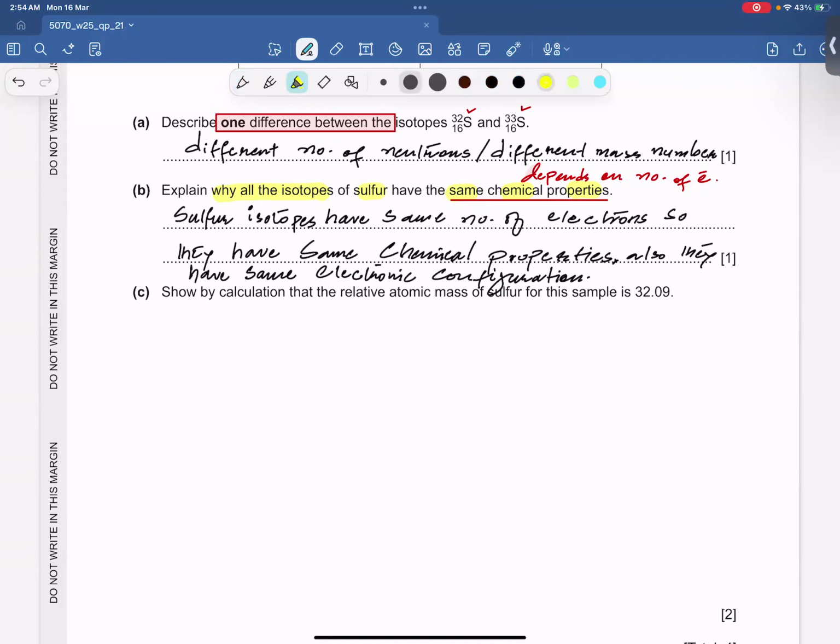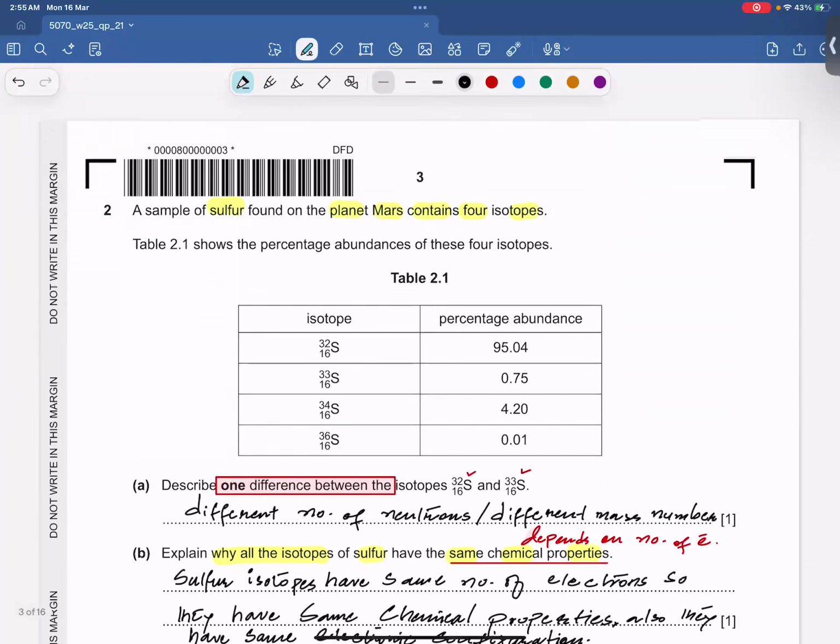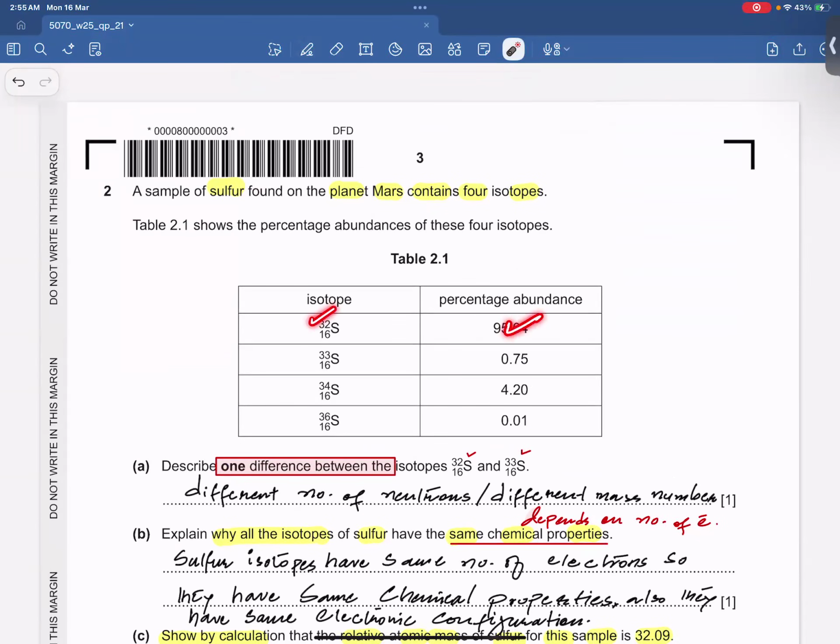Okay. Now the next part is: show by calculation that the relative atomic mass of sulfur for this sample is 32.09. If you remember, we have discussed specifically this area in the class: in order to determine the relative atomic mass of any element, like sulfur in this case, we need to multiply the mass of the first isotope by the percentage abundance of the first isotope, plus the mass of the second isotope by its percentage abundance, plus the mass of the third by its percentage abundance, plus the mass of the fourth isotope by its abundance, and divide by the total abundance.